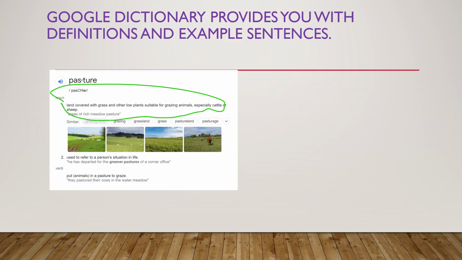As slide 15 shows, Google Dictionary provides you with definitions and example sentences consistently. Also, under the definition and example phrase are similar phrases and words such as grazing land, grazing, grassland, grass, pasture land, and pasturage. Some of these phrases are rarely used in English. Nevertheless, these expressions may help some Google Dictionary users understand the meaning of pasture. The images of pasture may further aid Google Dictionary users in understanding the meaning of pasture.